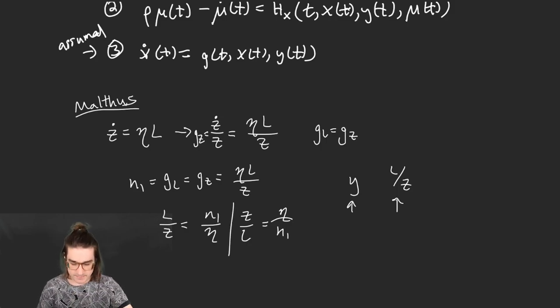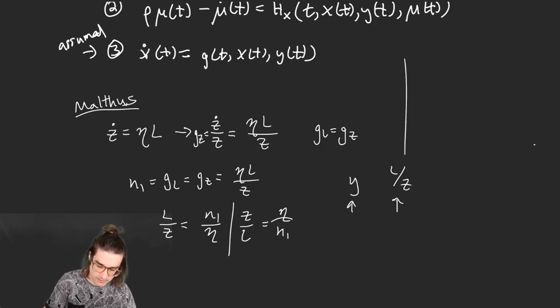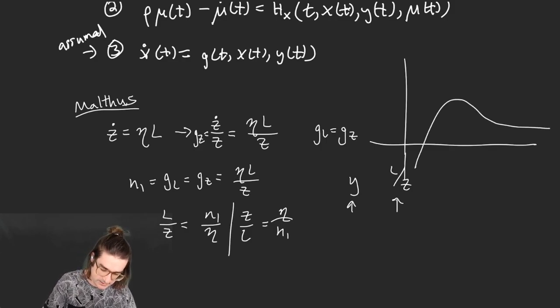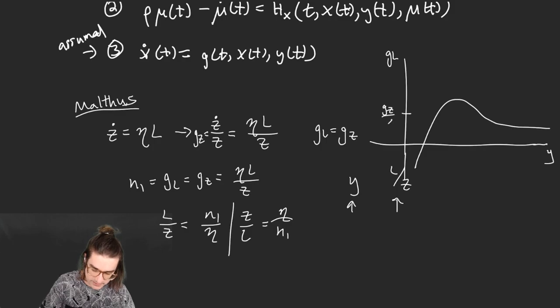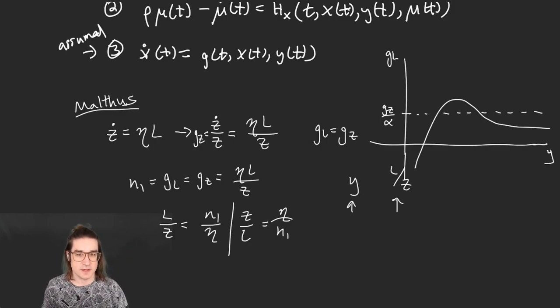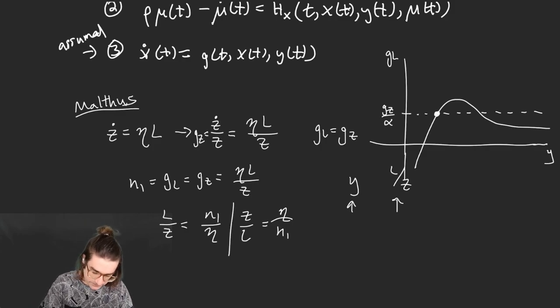But the key here is that we've endogenized Z. Remember, in the full on Malthusian model, we had something like this. This was GL, this was Y here. And then whatever GZ was, you could draw this threshold, which delineated the zones where Y was going to be growing and where it was going to be falling. So basically in this zone, you're heading downwards, or no, sorry.